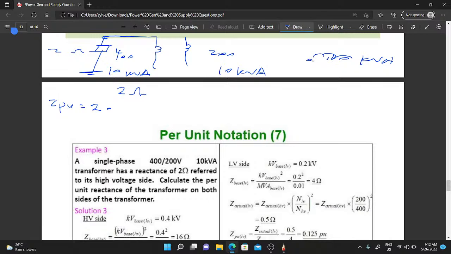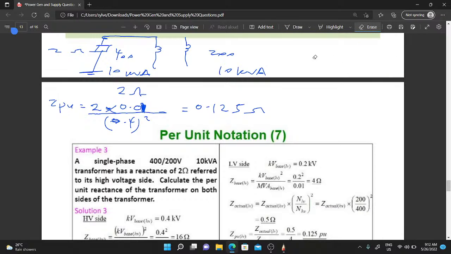So that will be 0.01. I get 0.01 over the voltage in kilovolts squared. The voltage here is 400 volts, and in kilovolts I divide by 1000, so that is 0.4 squared. This will give you 0.125 per unit.